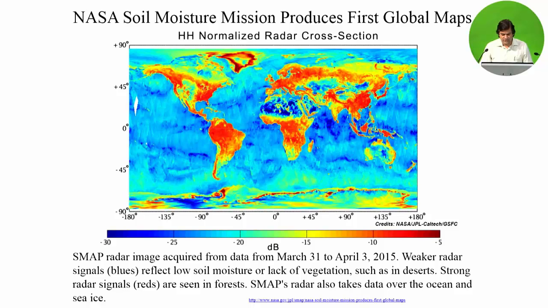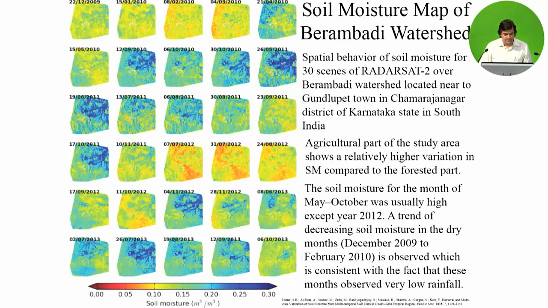Now the SMAP radar images were acquired from March 31st to April 3, 2015. Weaker radar signals, in blue, reflect low soil moisture or lack of vegetation such as in deserts. Strong radar signals are seen in forests. SMAP's radar also takes data over the ocean and sea ice, and there we can easily see that very little scattering is returned from the sea surface, and it appears as blue color.